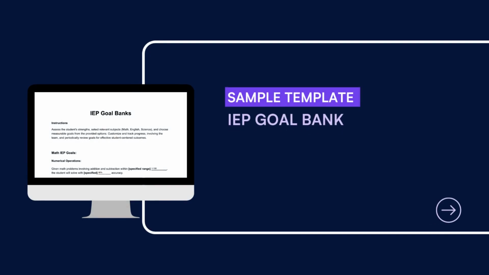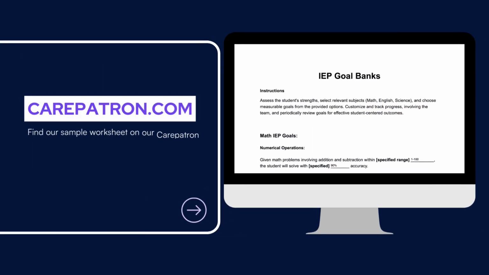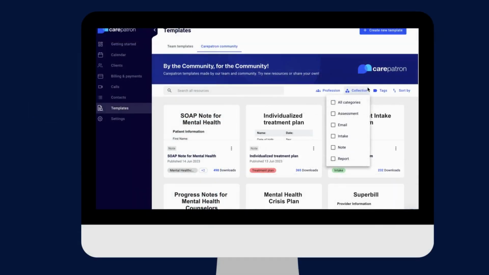Here is a sample of our IEP Goal Bank, which you can find on our Carepatron platform. To find our IEP Goal Bank template, go to our Carepatron platform or click on the link in the description. In our template section, we have a variety of templates and worksheets for you to use with your patients. You can filter or type in the keywords to find the worksheet.